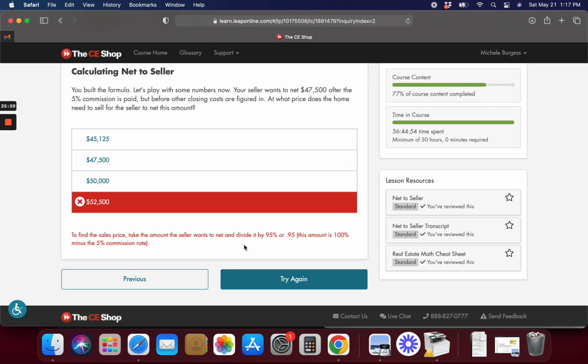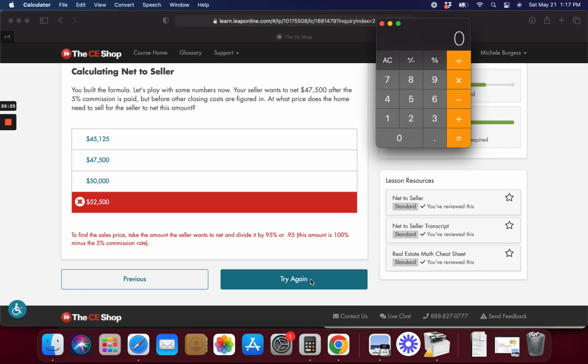Okay. To find the sales price, you take what the seller wants to net and divide by 95%, because some of it is going to be for the commission rate. Now, if you are a math lover and a math expert and you don't have any problem doing this and you feel pretty confident doing that, then by all means do it. Just be aware, though, that it's kind of risky. If you give them the wrong answer and upset them, then you're risking the relationship.